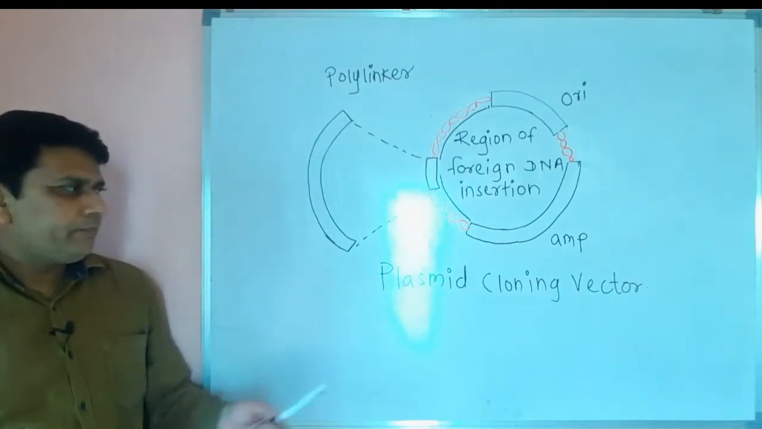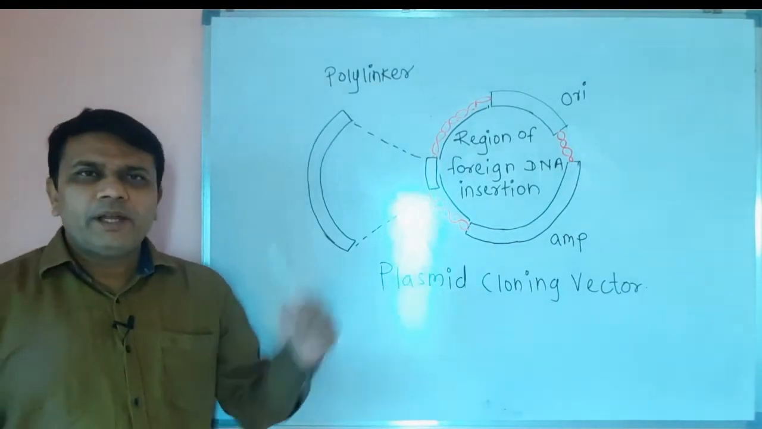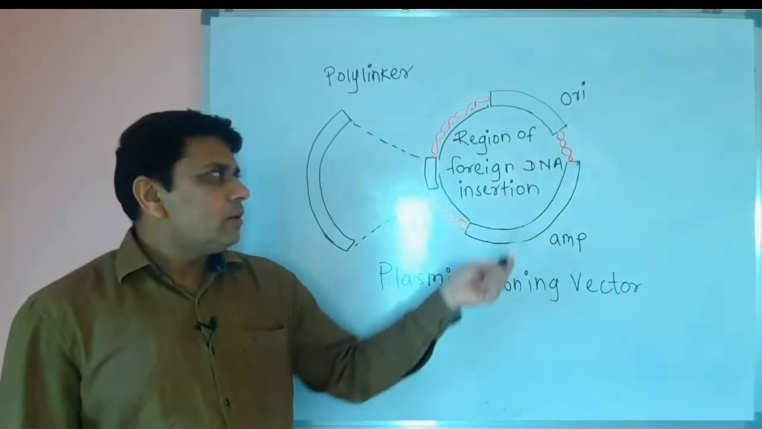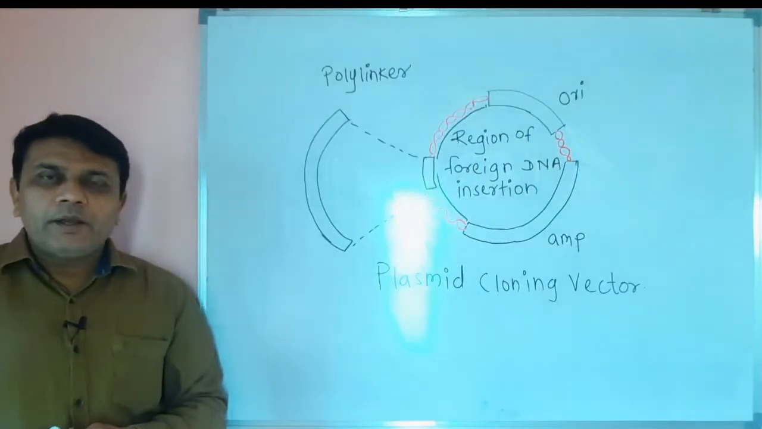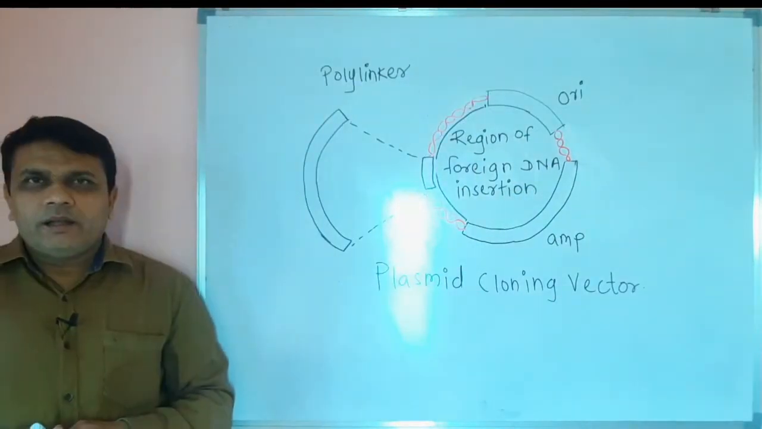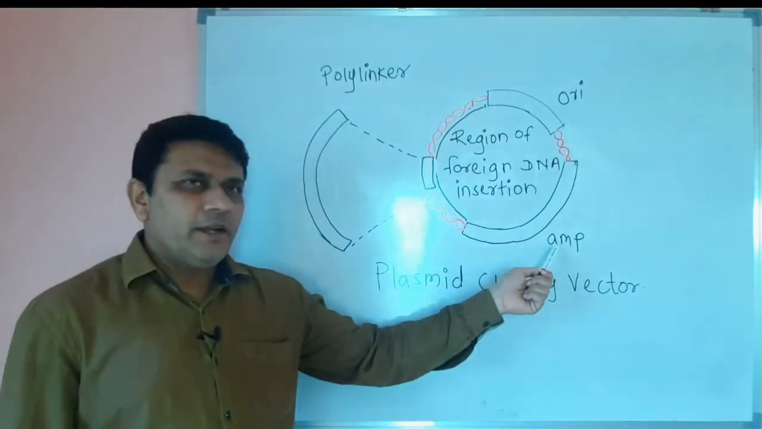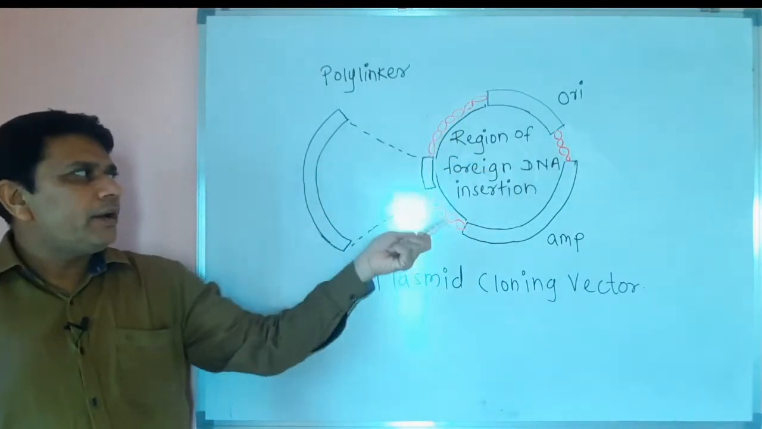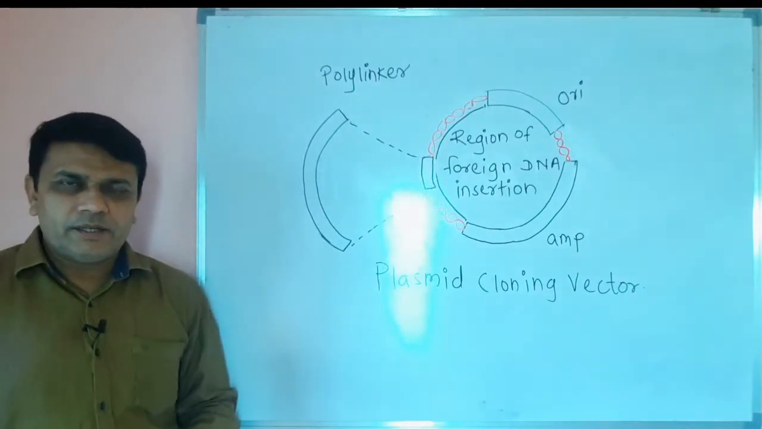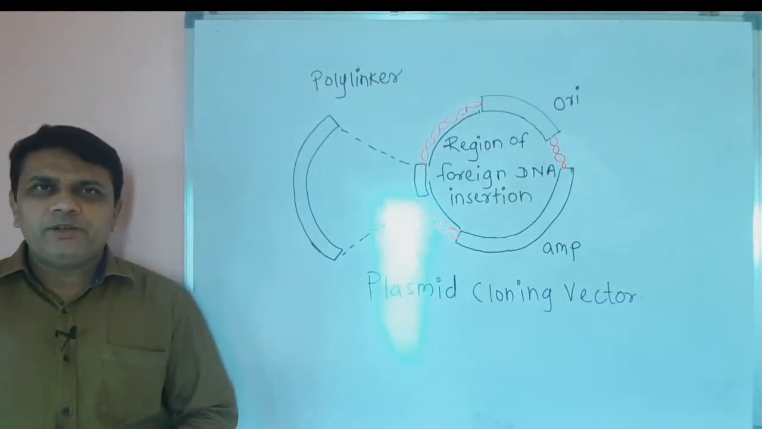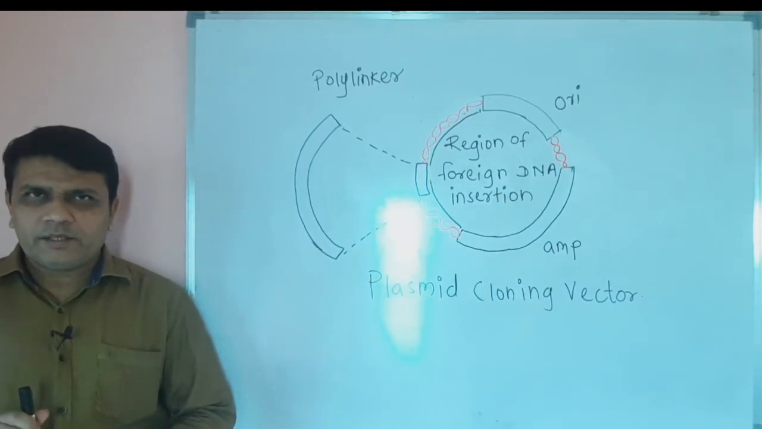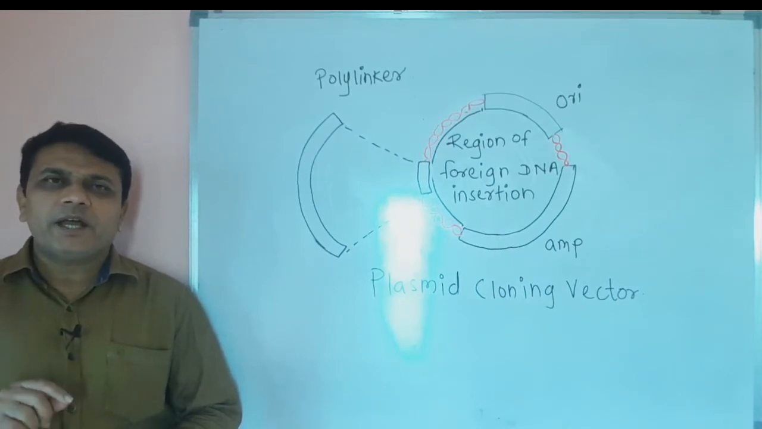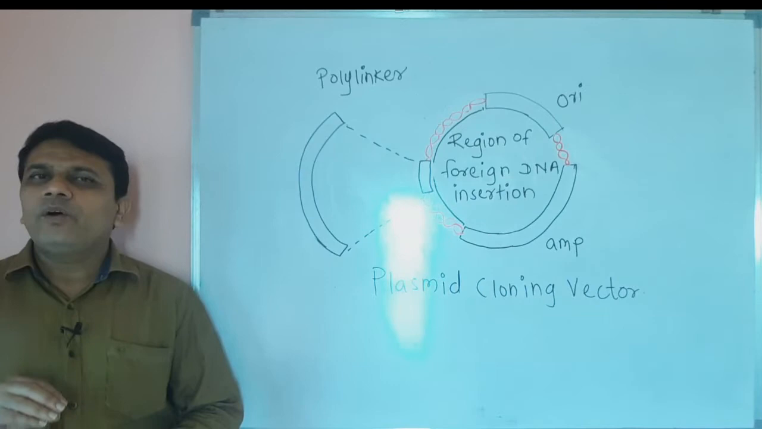Here we can see the plasmid as a cloning vector. This is the plasmid, and it shows ORI, that means a replication gene, and a drug resistant gene, that is Amp, and this is the region where the foreign DNA can be inserted. So plasmids are used as cloning vectors. That means the desired DNA is inserted in the plasmids, and these plasmids are introduced in a suitable host for multiplication of the desired gene.